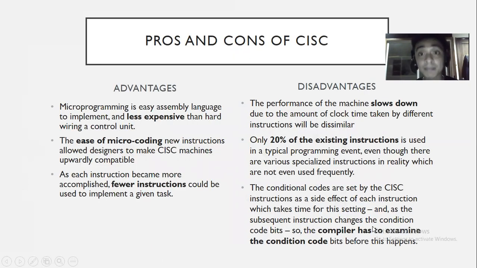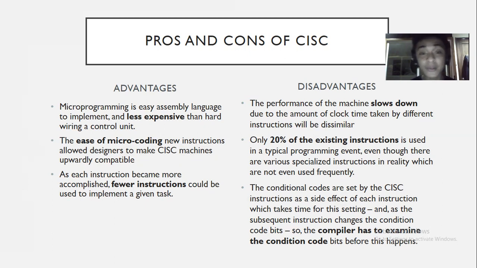So let's discuss the pros and cons of CISC. What are the advantages of CISC? Let's start with the advantages. Microprogramming is easy. Assembly language is easy to implement, and it's less expensive than hardwiring a control unit. So it's less expensive and easier to implement.